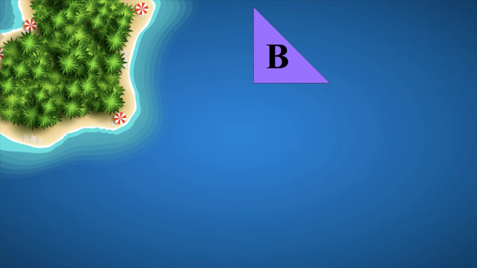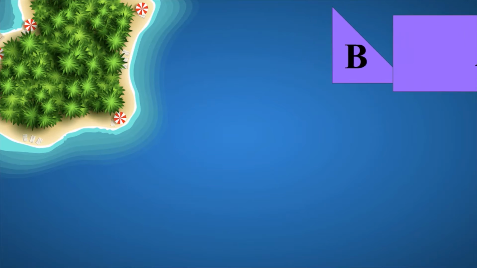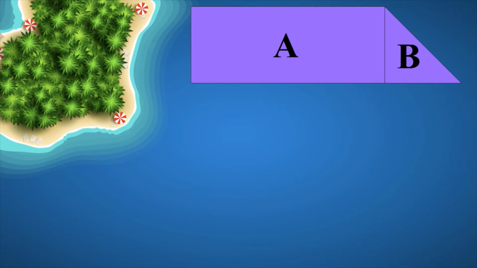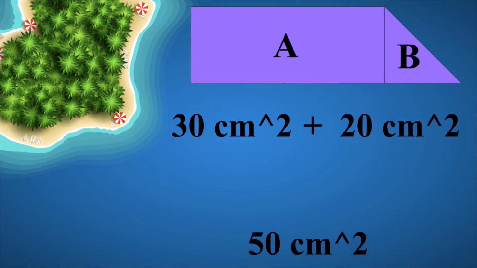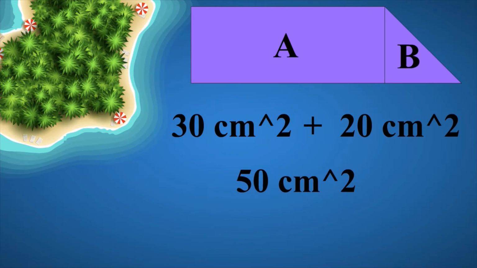Alright, now let's put the compound shape together and find our total area for that compound shape. So all we're going to do here is add 30 centimeters squared plus 20 centimeters squared to give us our grand total of 50 centimeters squared for the total area of the compound shape. Good job!